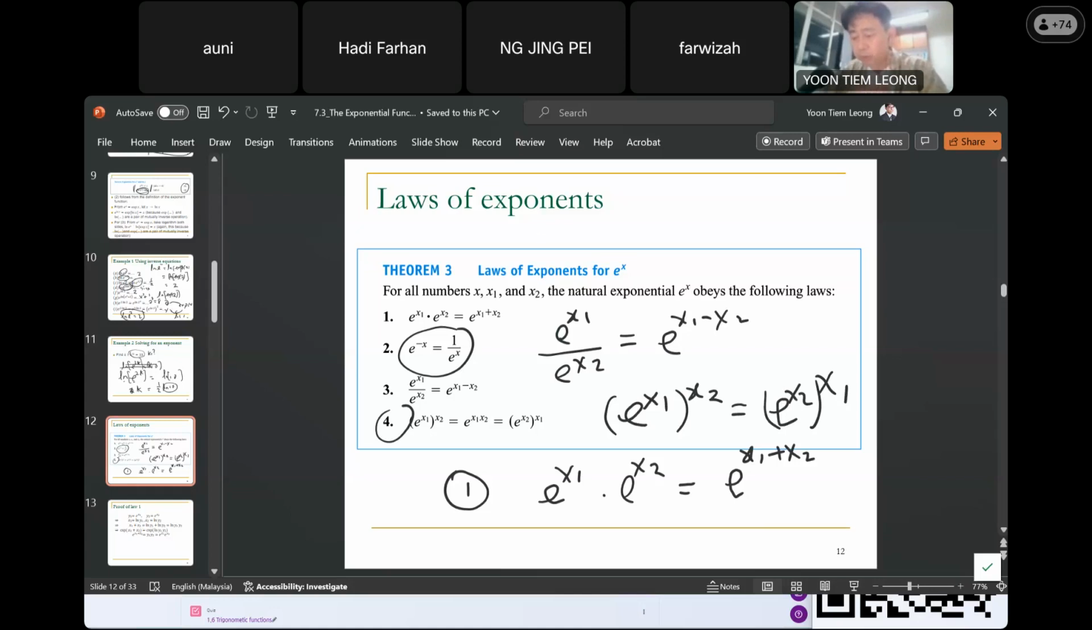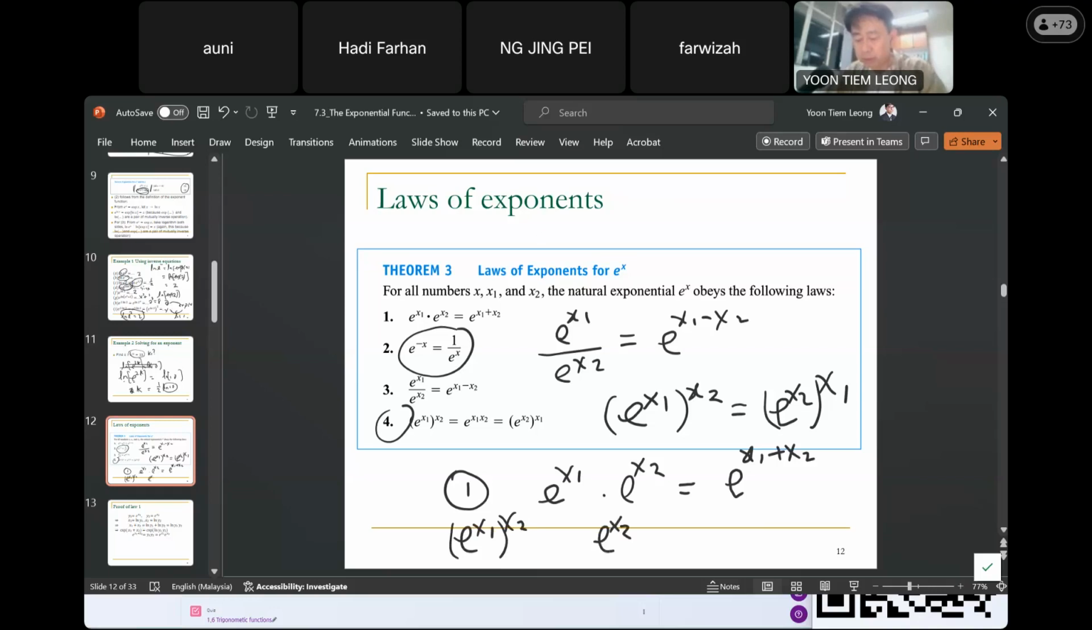In other words, there is no sequence in taking the product of x1 and x2. So here you can have e power x1 first, then you take the power to x2.